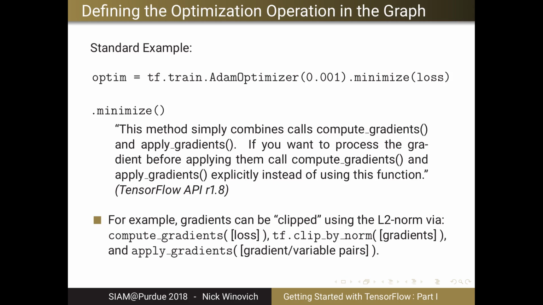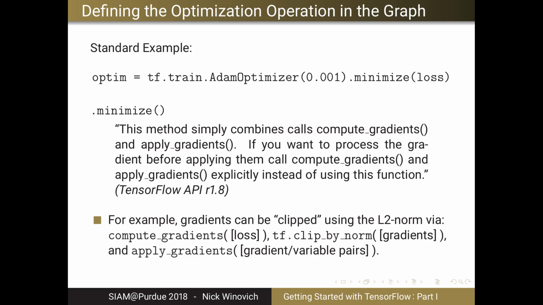So once you have selected the optimization algorithm that you wish to use, you need to define an operation for carrying out that optimization step. And this is done most frequently using just the dot minimize method. So we give it its parameters. 0.001 is the learning rate in this case, and dot minimize tells it to compute the gradients and to apply the gradients in a direction which minimizes the loss which we've defined.